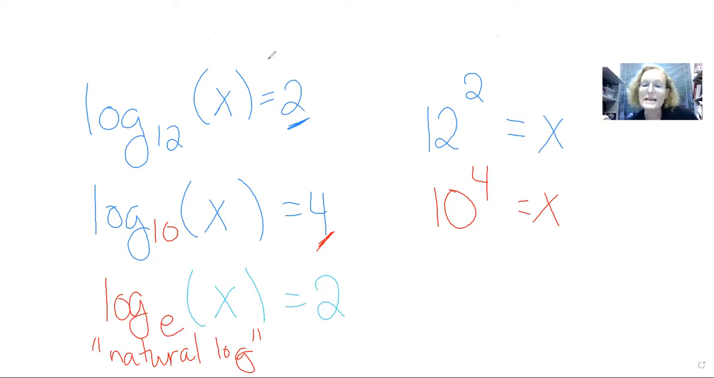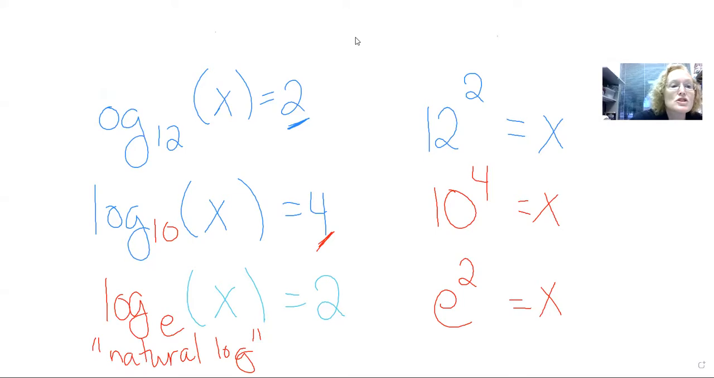Now, since you've already done your section 7.1 and 7.2 homework, you remember using e on your calculator. E is just a number. It's not any variable that you have to solve for. So if we were to switch this over, it is e raised to the second power equals x. And remember, that E button is on your calculator. So all you would have to do is find that button wherever it happens to be, because it's in different places on different manufacturer calculators, and just raise it to the second power.